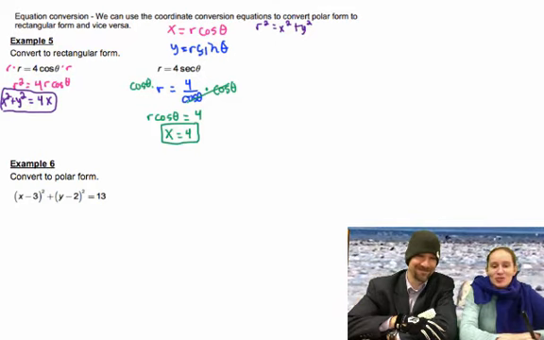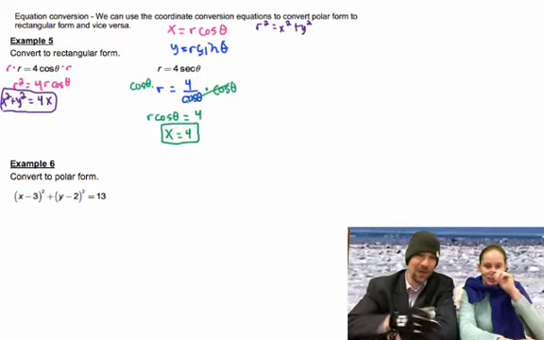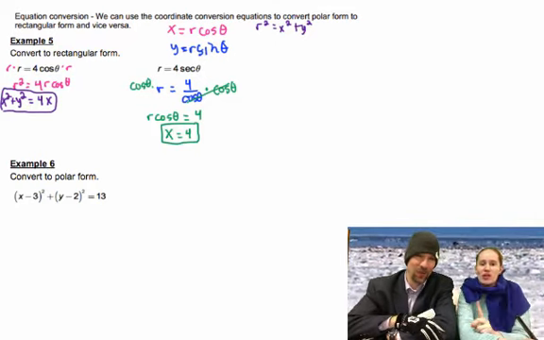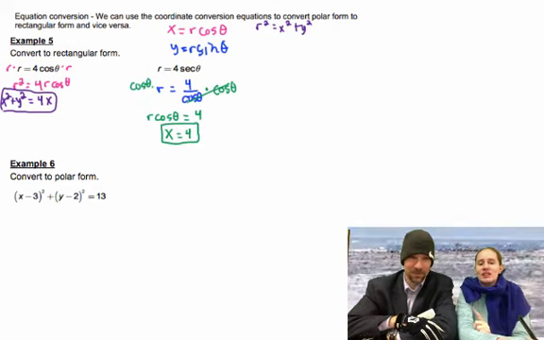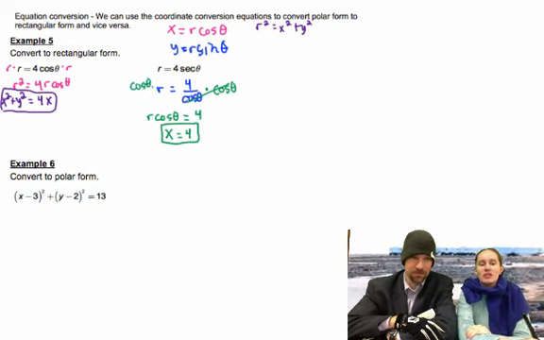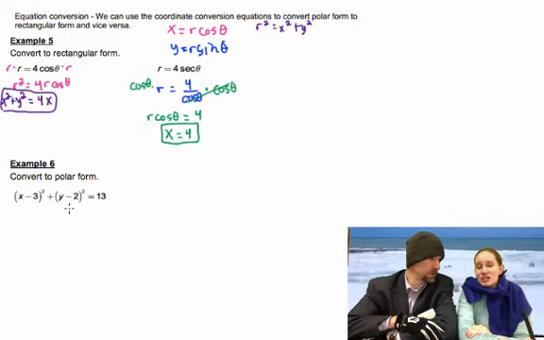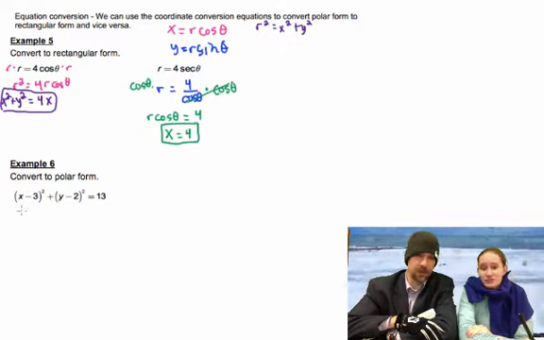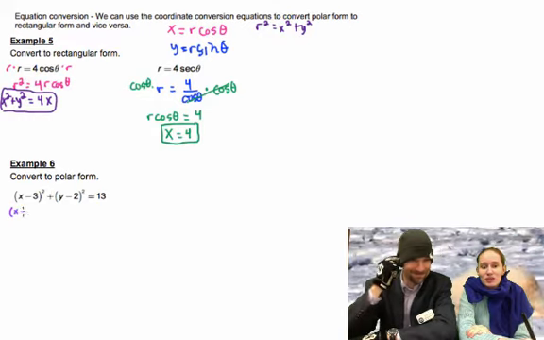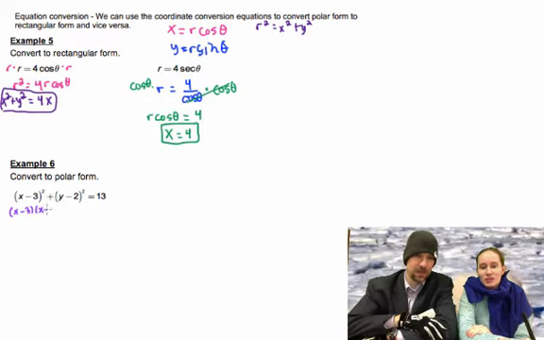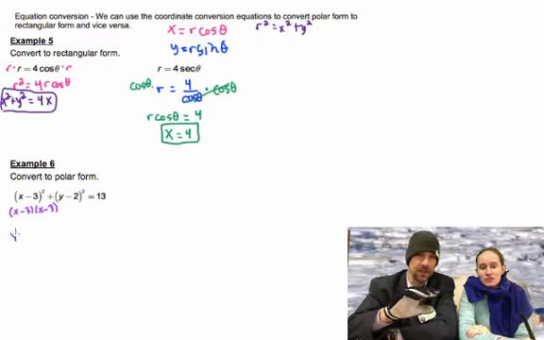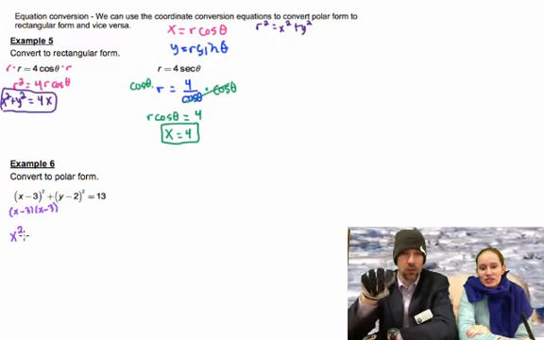Example 6, convert to polar form. Let's go backwards. Polar form in some ways is easier, I feel like. There's a little less technique to it, but it can also be more challenging, because we're going to have to foil. Remember that x minus 3 squared is x minus 3 times x minus 3. We've got to get something like x squared, y squared, x's.